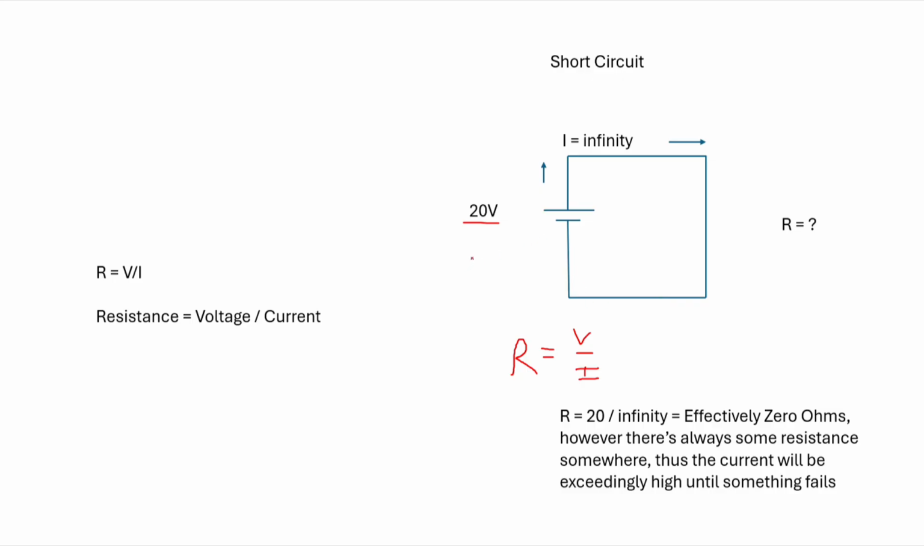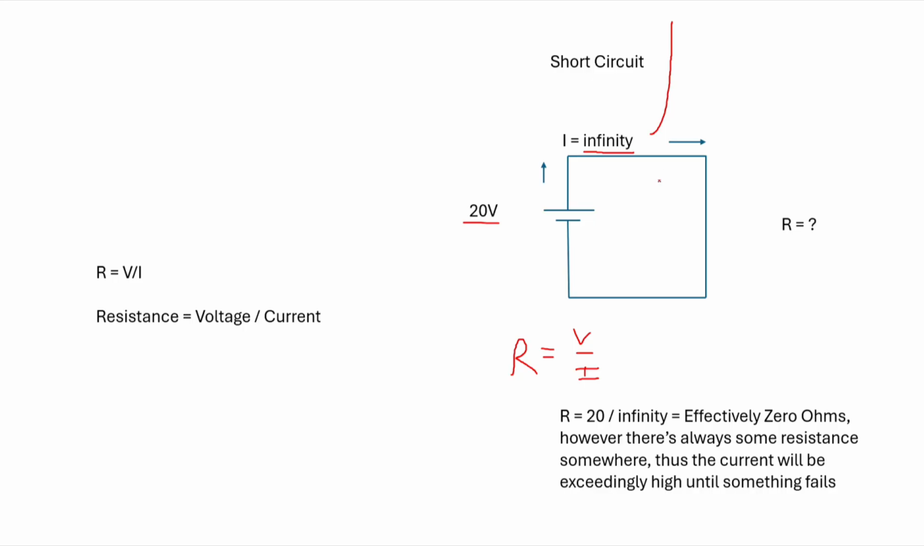Theoretically, you could think of this as, very briefly, an infinite amount of current will flow, even though that's not practical. But it's a short circuit. So very briefly, this current here is going to spike really high as it approaches infinity.